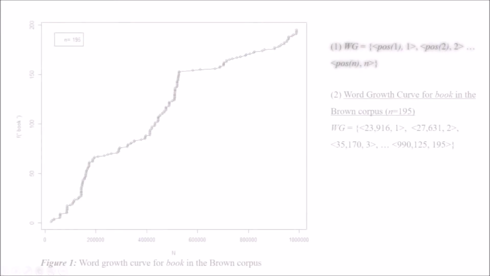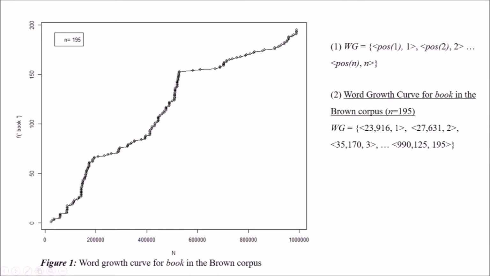For example, the word growth curve for the word book in the 1 million word Brown corpus would be constructed by recording the first instance of the word in position 23,916, the second instance in position 27,631, and so on, until eventually the final 195th instance is encountered in position 990,125. Overall, book is mentioned relatively steadily throughout the corpus.